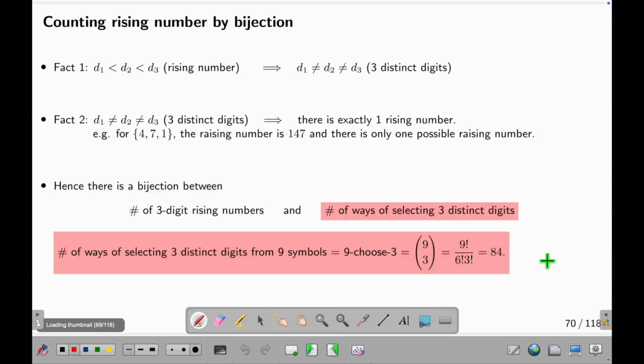Oh my gosh. Here's how you construct the bijection. You need to realize the following two things. This is the hard part. Fact 1, if D1 is smaller than D2 smaller than D3, it means D1, D2, D3 are not equal, trivial, right? Then fact 2, if they are not the same, there's exactly one rising number. That means what? If D1, D2, D3 is a rising number, I have this arrow. This is fact 1. What's fact 2? Fact 2 is saying that if I have D1, D2, D3 not equal, I go back, I have this. This is fact 2.